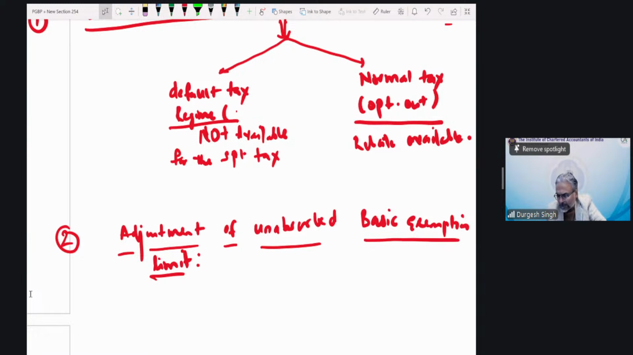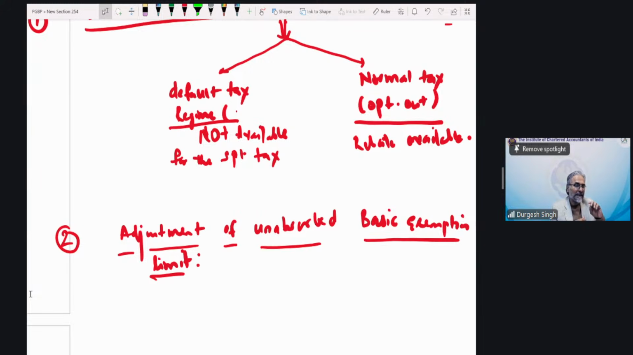Yes, supposing, students, I am in the default scheme. I have a house property income of, say, 2 lakhs, and I have got this LTCG from the transfer of some real estate of, say, 3 lakhs. And I'm in the default scheme. So what happens now in this regard, students?